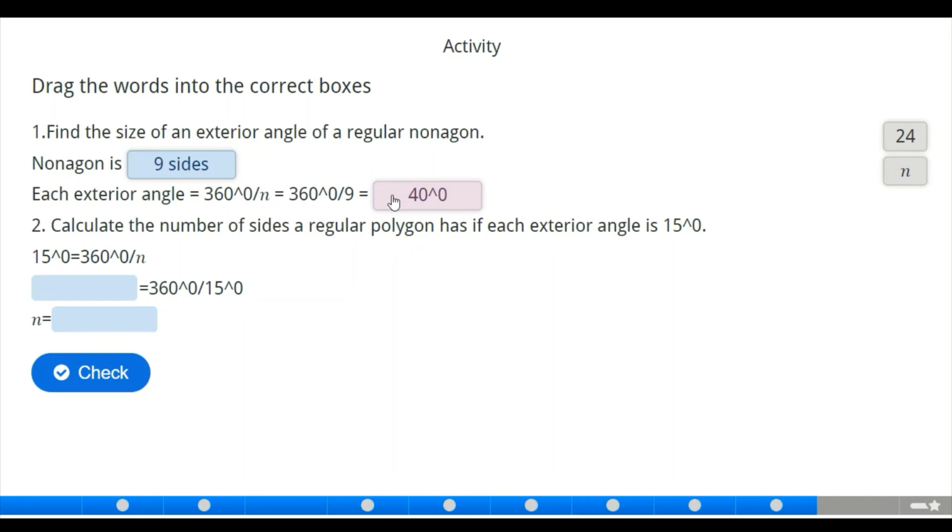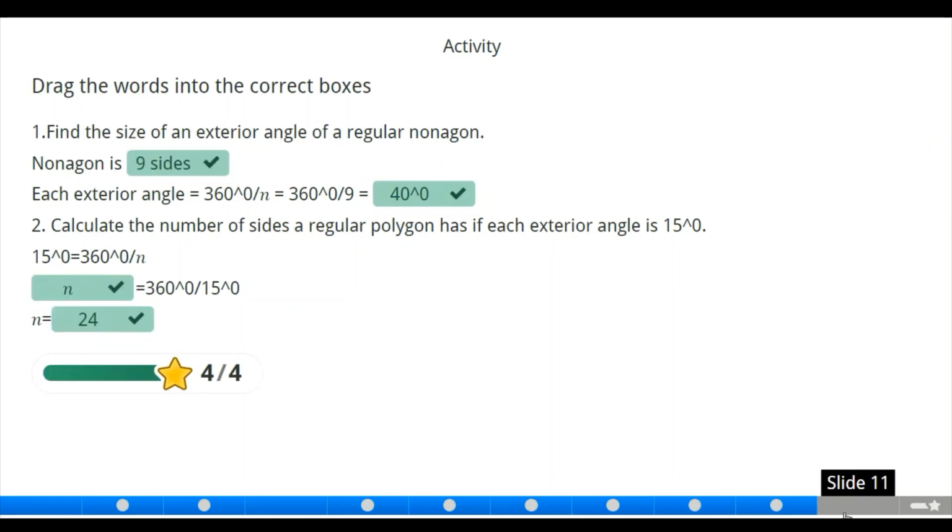It's just a regular polygon with an exterior angle of 15 degrees. So we want to calculate the number of sides. What we just need to do is equate n to be 360 divided by 15. And 360 divided by 15 will give 24, and that gives the answer to the problem.